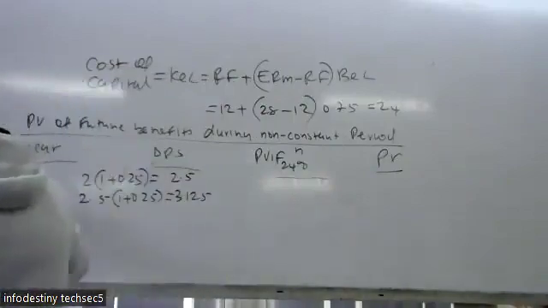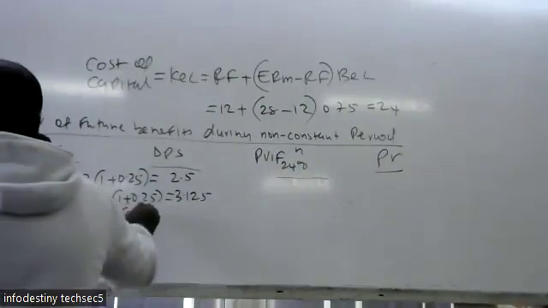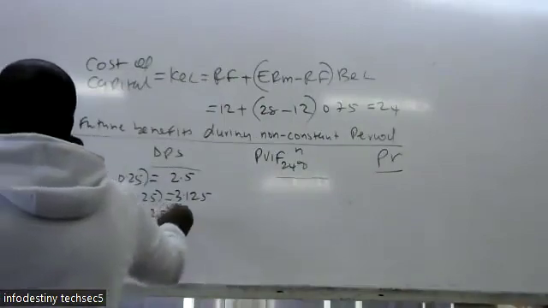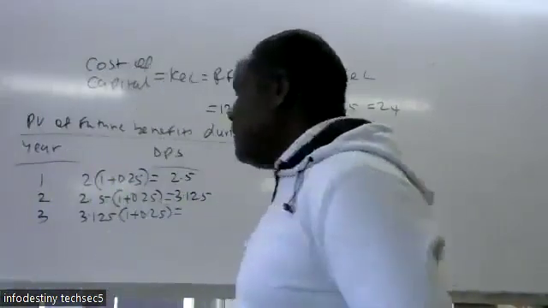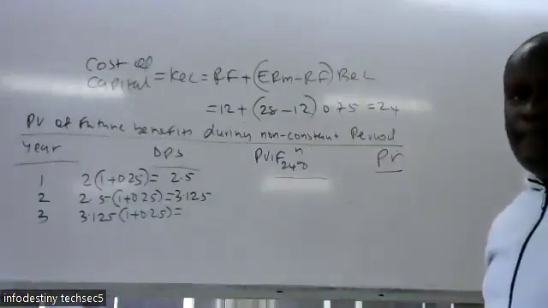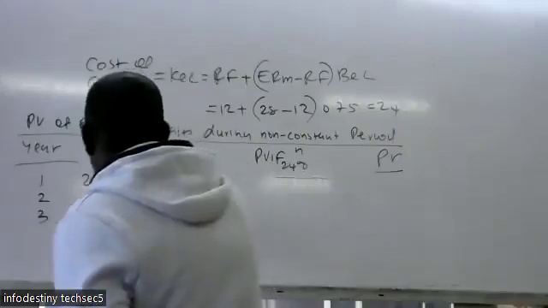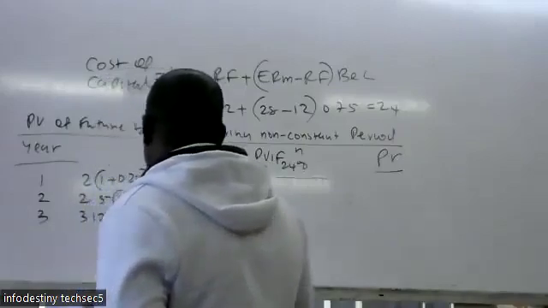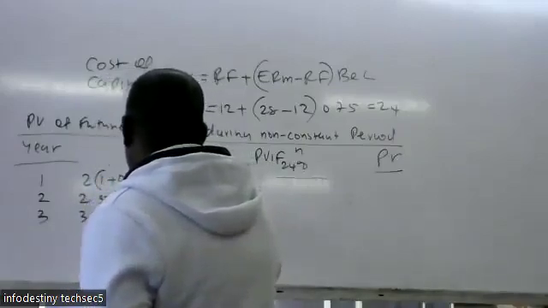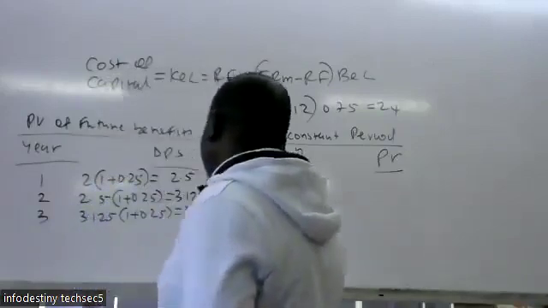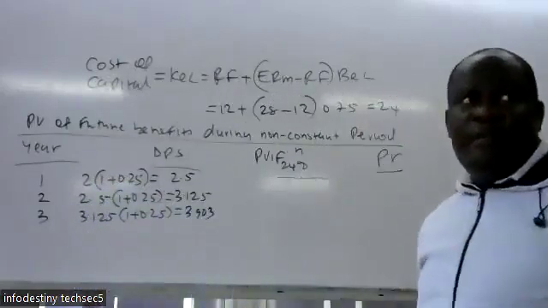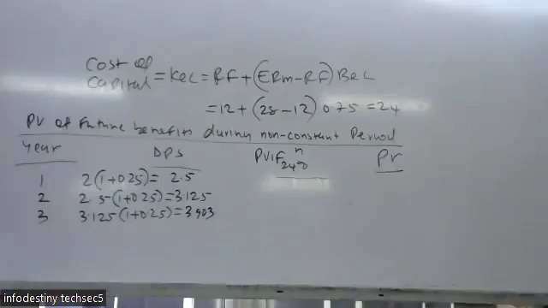You also go to year 3, where you get 3.125. 1 plus 0.25, which is supposed to give us which figure? 3.90. But I have it as 3.903, isn't it? When you round it off to 3 decimal points.